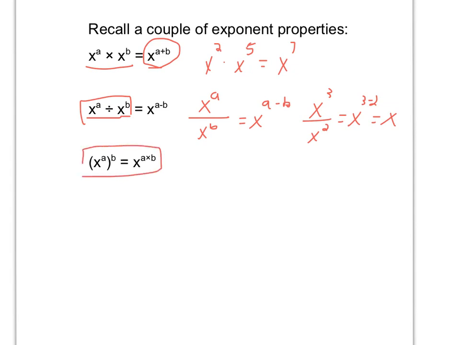And here's your power property of exponents. X to the a raised to the b is the same as x to the a times b. Or if I had x cubed raised to the 4th power, that's the same as x to the 3 times 4, which is equal to x to the 12th.